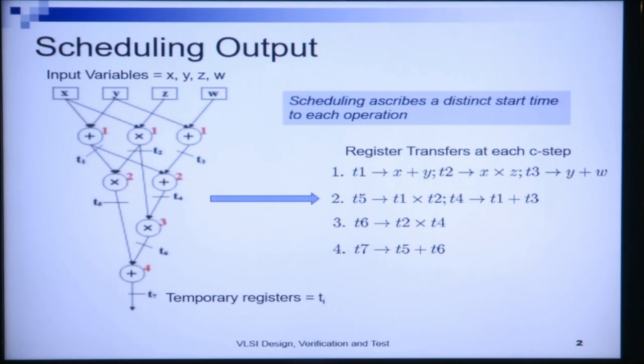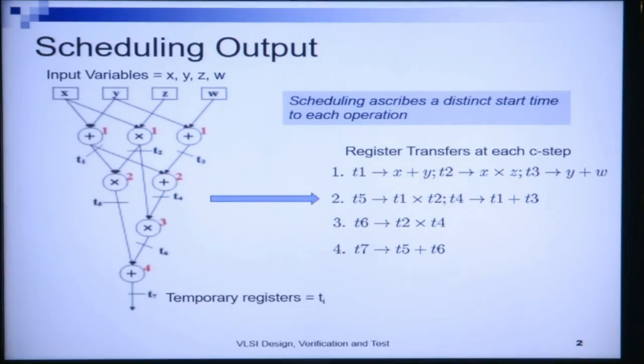multiplication and adder here is performed in time step 1. In time step 2 we perform this multiplication and this addition. In time step 3 we perform this multiplication, and in time step 4 we perform this addition. All these are unit time operations. Each of these operations take input from certain input variables and produce outputs on temporary registers or temporary variables. So these T1, T2, T3 are temporary variables.